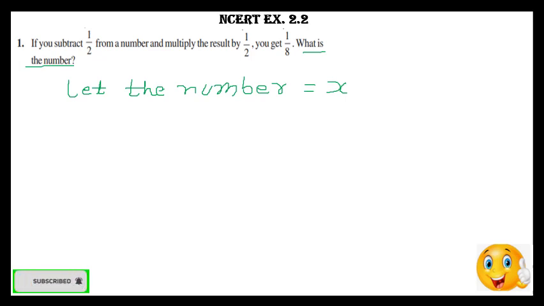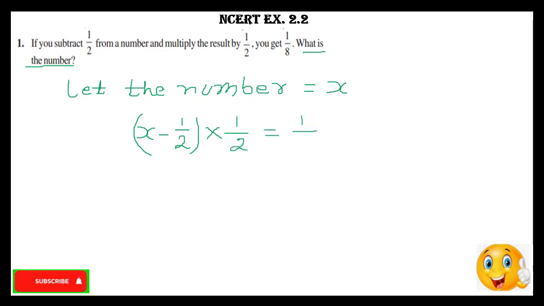So according to the question we need to frame an equation, and the equation will be x minus 1 by 2, and it is to be multiplied with 1 by 2 here, and then the result is 1 by 8. So we will equate it to 1 by 8. Now this is the equation we have framed according to the given condition in the question.